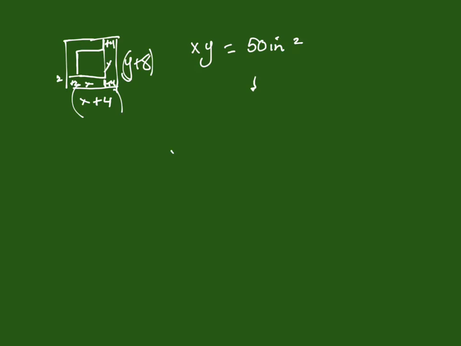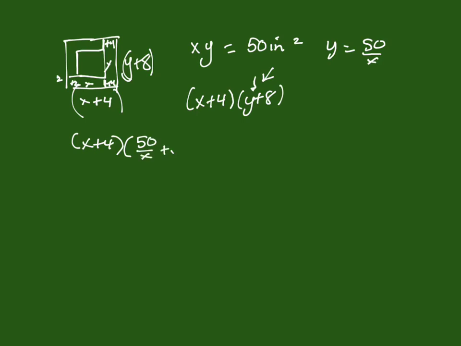And so we want to maximize the whole thing, so our maximization statement would be x plus 4 times y plus 8. But now I need to have only one variable. So I'm going to replace y. Let's see, y would equal 50 over x, so I get x plus 4 times 50 over x plus 8. And that's going to be my area.